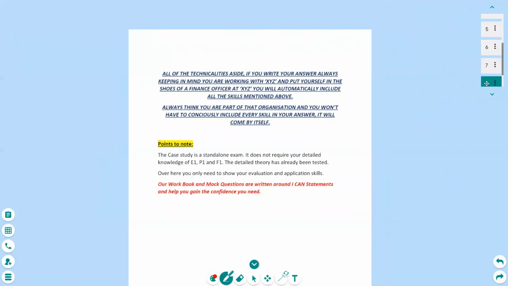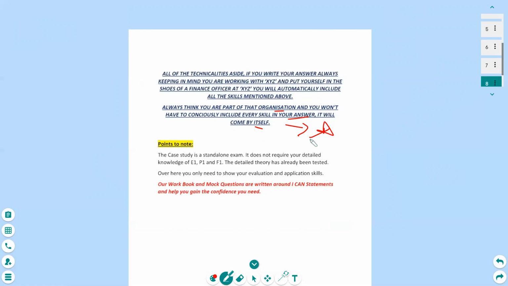Let's put all of these technicalities which we spoke about aside to make the exam a little bit easier. You need to think of yourself as working as part of the organization which you are given. Feel empathy for the organization, know the organization in and out, which we will help you with. Always put yourself in the shoes of a finance manager at whatever company you've been given, and the answer will have more relevance. Always think you are part of the organization, and you won't have to consciously include every skill in your answer. It comes by itself with practice.